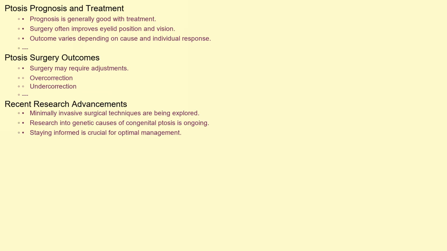The prognosis for ptosis is generally good, especially with appropriate treatment. Surgical correction is often successful in improving eyelid position and restoring vision. However, the outcome can vary depending on the underlying cause and the individual's response to treatment. Ptosis surgery can sometimes result in overcorrection or undercorrection, requiring further adjustments.